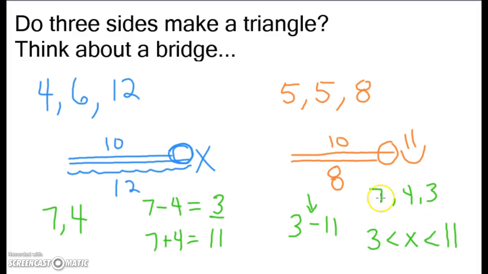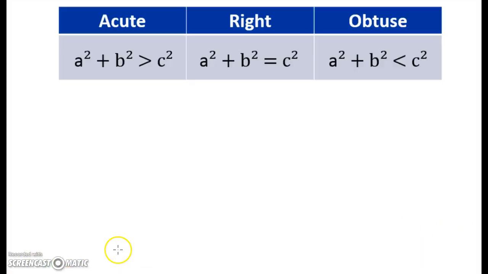So whatever side you have needs to be somewhere between 3 and 11, but not equal to 3 and not equal to 11. All right, let's look at one other type of question you might get asked. You might get asked if a triangle is acute, right, or obtuse based on 3 numbers that you're given. So for instance, if you're given the numbers 5, 6, and 8, and you're asked, does this make an acute triangle, a right triangle, or an obtuse triangle?